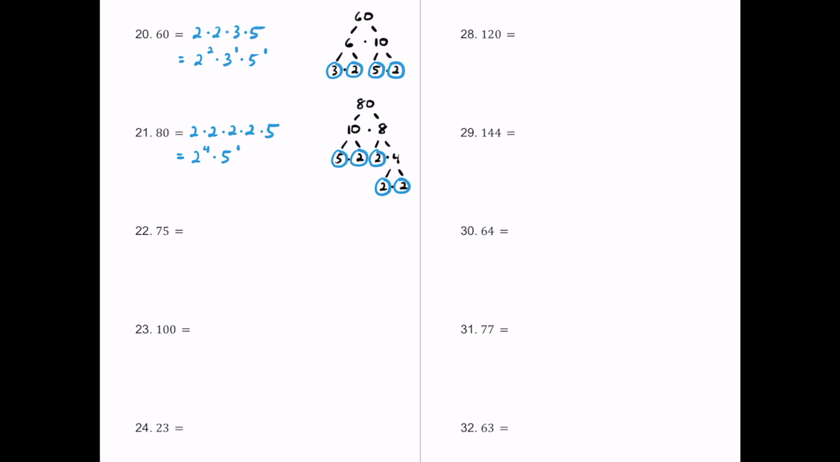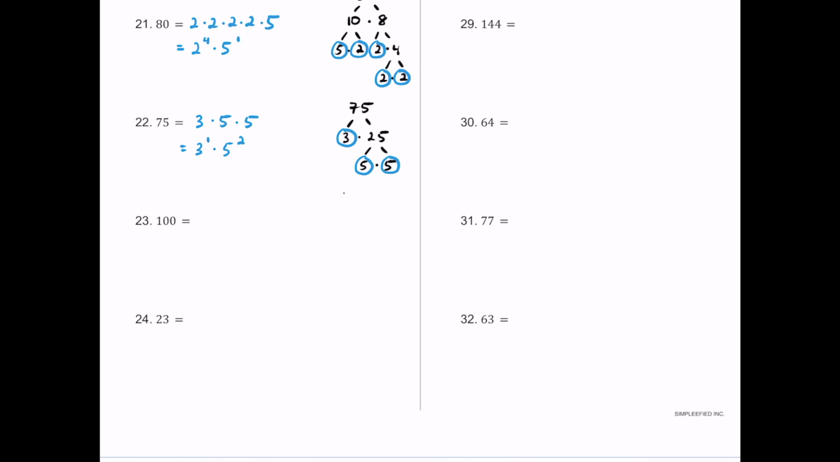Okay. For 22, we have the number 75. So for 75, I'm thinking it's divisible by 25. So 3 times 25 is 75. 3 is prime. And 25 breaks into 5 times 5. I'm going to go ahead and circle those two 5s to make 25. So the prime factorization I'm getting here is going to be 3 times 5 times 5. And we can rewrite this as 1 3 times 2 of these 5s.